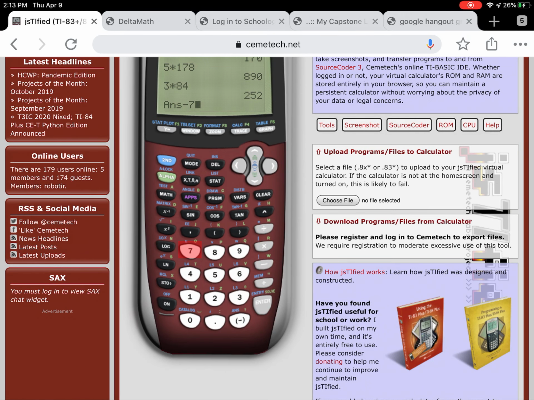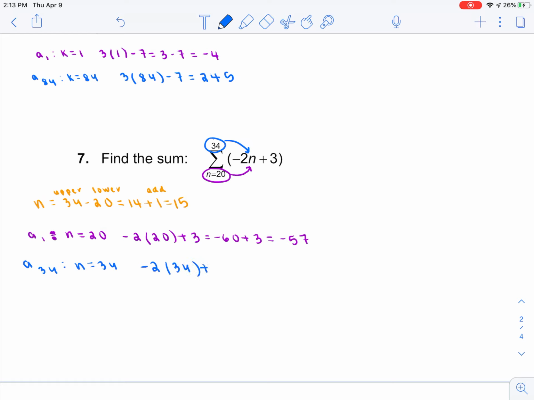In question number 7, to find your last term, you're subbing in a 34. So you're going to find a sub 34 by subbing in n equal to 34. So we're going to do -2 times 34 plus the 3. And then let's do this by hand, -68 plus the 3. We get a -65.